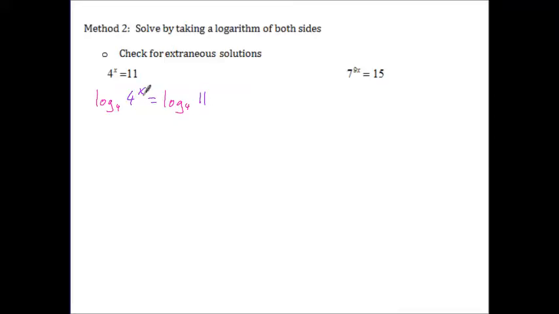So now I got my exponent here that I can move to the front, and I get x times the log base 4 of 4 is equal to the log base 4 of 11. And here now let's look at this expression, the log base 4 of 4. What exponent will turn 4 into 4? And the answer is 1. So this is nothing else than 1. X times 1 is just x.